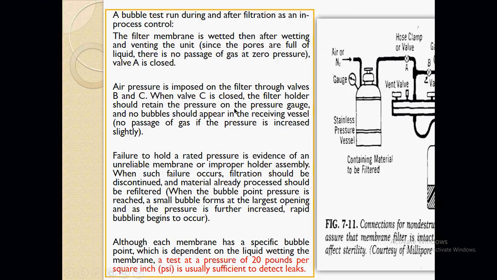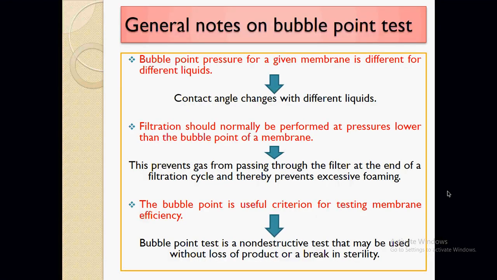So when the bubbles appear here, it means that this pressure is enough to overcome the surface tension and pass through. Now, which pressure is the best? Bubble point pressure for a given membrane is different for different liquids. The contact angle changes with different liquids which we wet the membrane with. And filtration is normally performed at a pressure lower than the bubble point of a membrane.